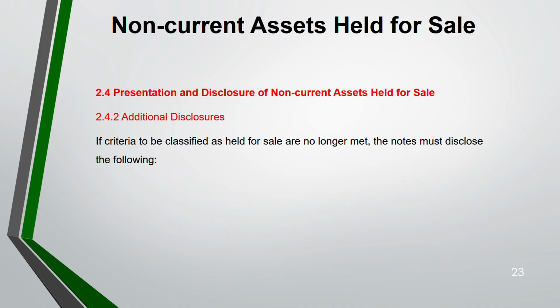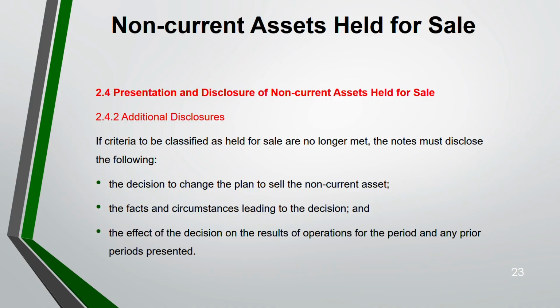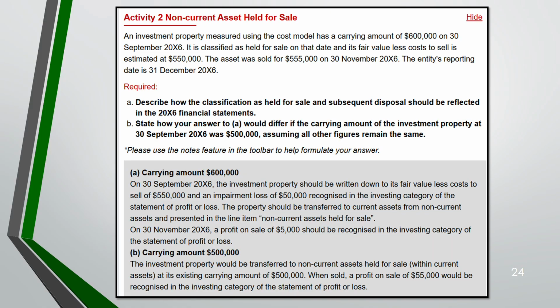If the criteria to be classified as held for sale are no longer met, you have to disclose this in your notes. The decision to change the plan to sell your non-current asset: why did you decide now not to sell it? What are the facts and circumstances that have led to this decision? And the effect of this decision on your results of operation for the period and also the prior period that is presented.